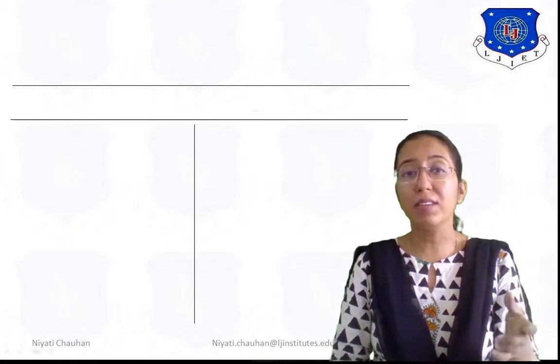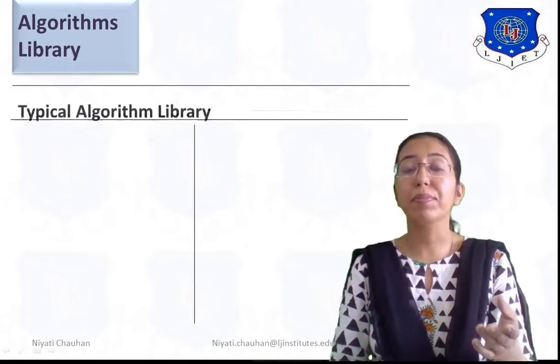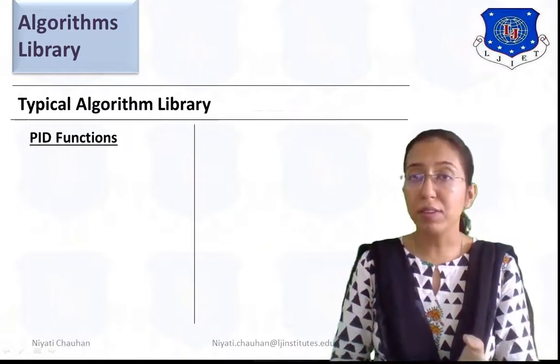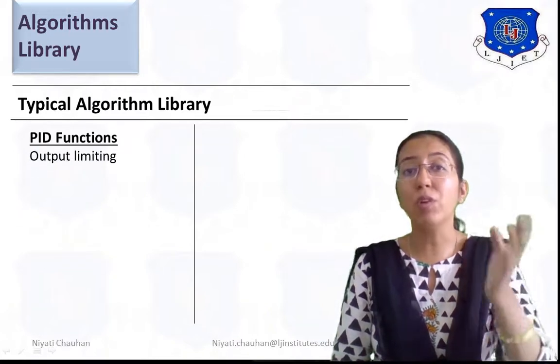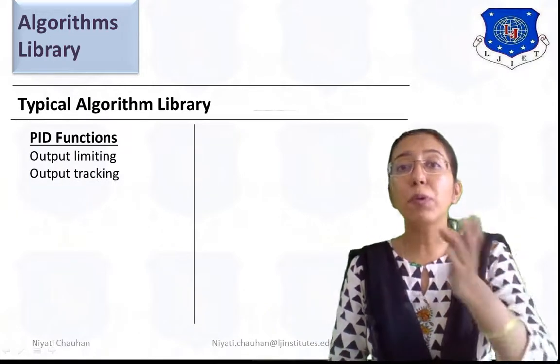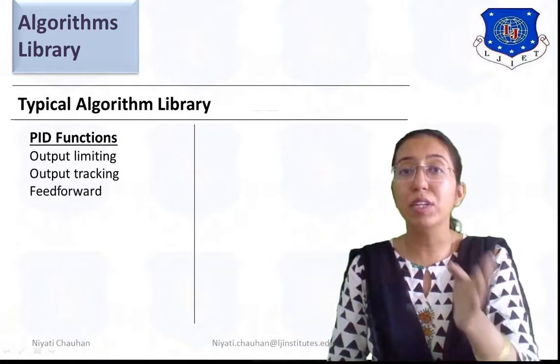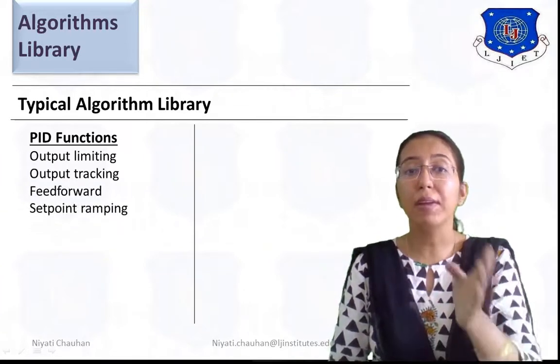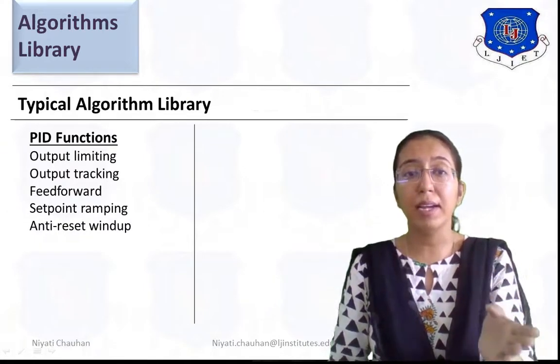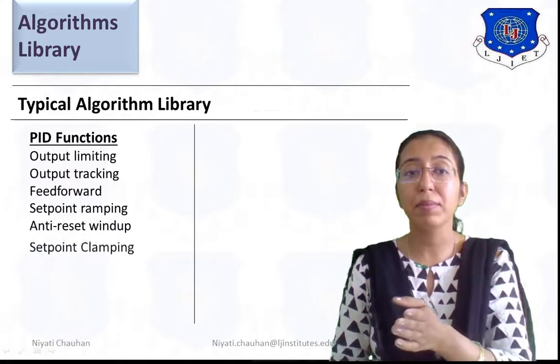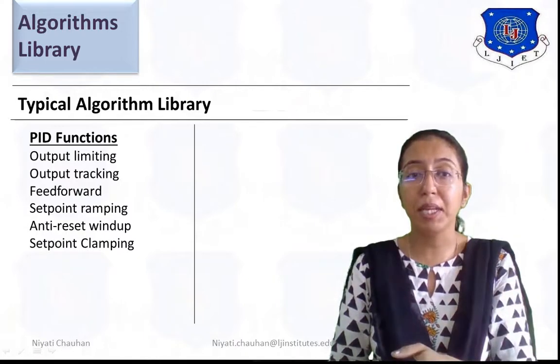Next, in the algorithm library, PID functions. PID functions are mainly output limiting, output tracking, feed forward, set point ramping, anti-reset windup, and set point clamping.